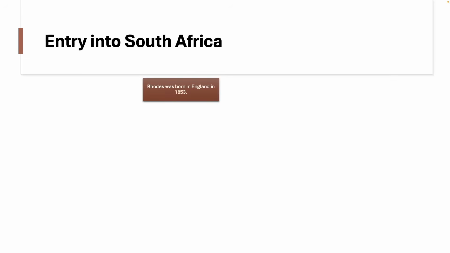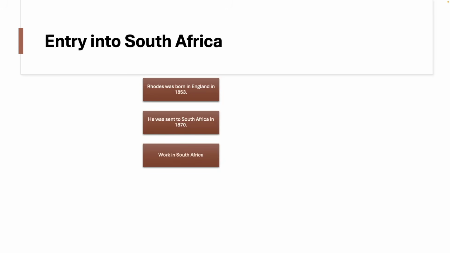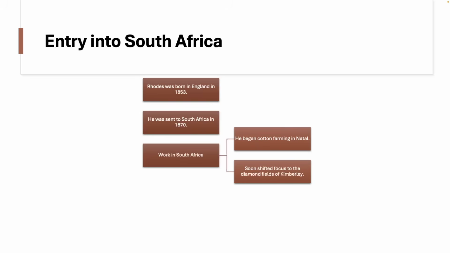And so, beginning first then, it should be noted that as an early life overview, Cecil Rhodes was born in 1853 in England. And Rhodes was sent to South Africa in 1870 due to a number of health issues. His work in South Africa initially involved being a cotton farmer in Natal, which he soon shifted to focusing on the burgeoning diamond fields in Kimberley. By 1873, he was prospecting in Kimberley, where he began acquiring his own mining claims.